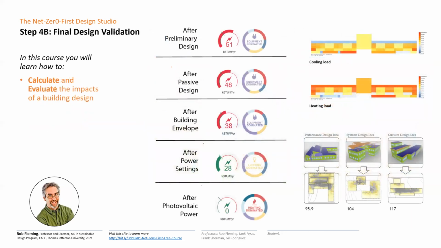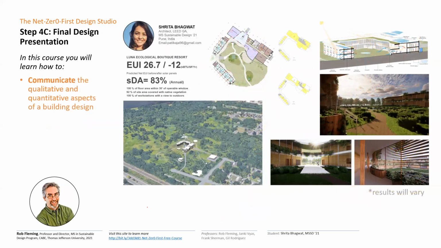As we get towards the end, we'll do a final design validation. And one of my favorite parts is the EUI countdown, showing how each step got us closer and closer to net zero. And then we'll put it all together into a final PowerPoint presentation. There will be a template provided that teaches you how to put your information together. And you'll see here that Shrita was able to get to -12 after PV, although she did put PV panels on some of her parking lots.